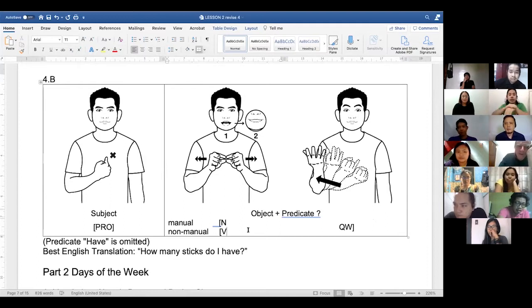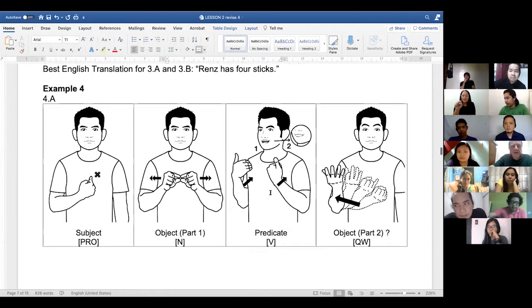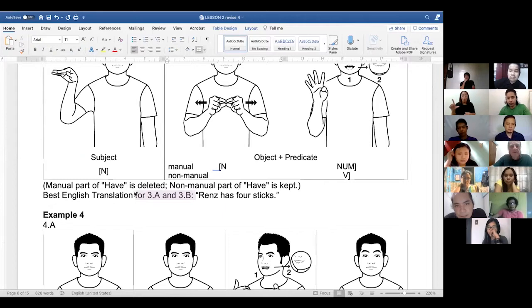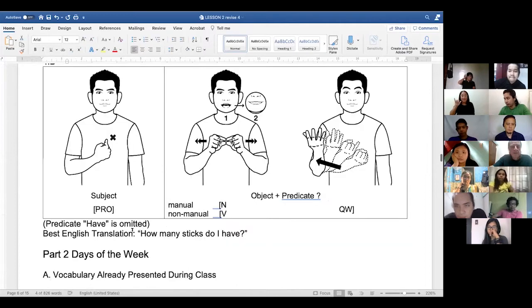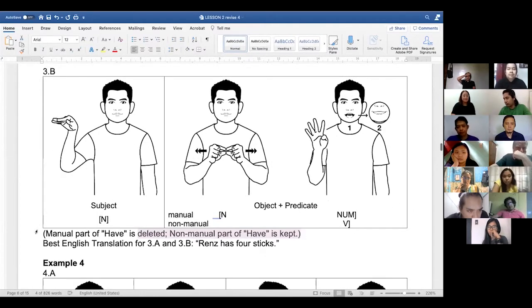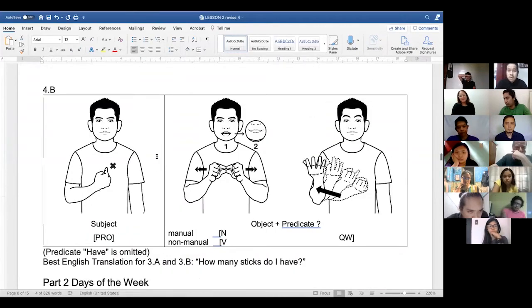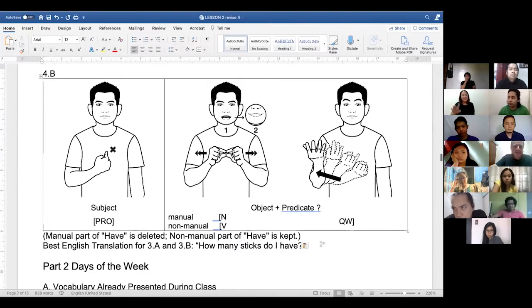And then change the best English translation for A and B as well. It should also be for have. So all of that manual part of have is deleted, non-manual part kept. And then best translation. Yeah, and then change translation of 3A, 3B to 4A and 4B.